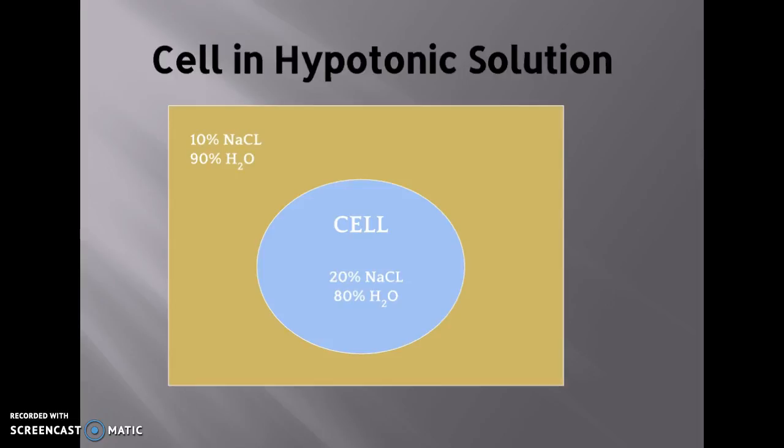Now, a cell in a hypotonic solution is going to have a little bit of a different scenario. I always like to think of hypo as a hippo, and hippos are fat. So when we put a cell into a hypotonic solution, we are going to see water move into the cell, and that cell is going to end up getting bigger. If we look at the water concentration, this is 90% water, this is 80% water. So we have a higher concentration of water outside, so that water is going to want to move to the inside so that they can equal out. If the water moves in, then the cell gets bigger.